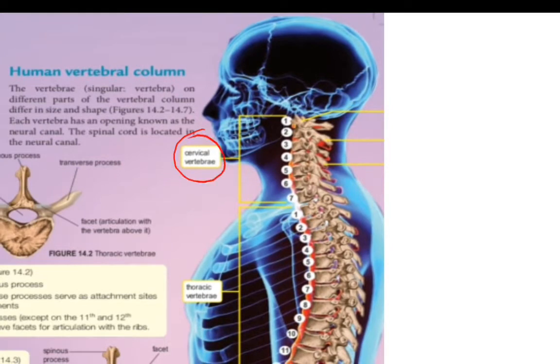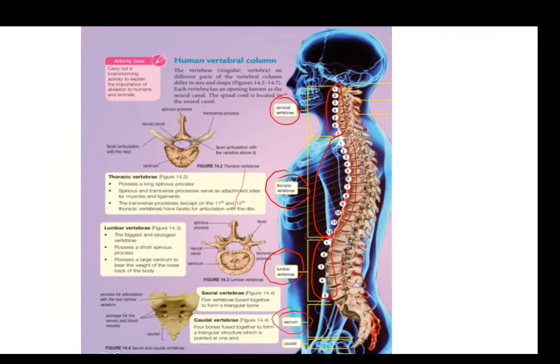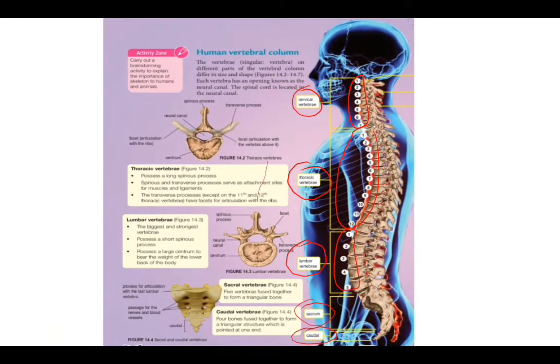Here, cervical vertebrae ada 7. Thoracic vertebrae, this one, thoracic vertebrae ada 12. The lumbar vertebrae consists of 5 here. Sacrum, this is sacrum, and caudal. We will go into detail one by one.